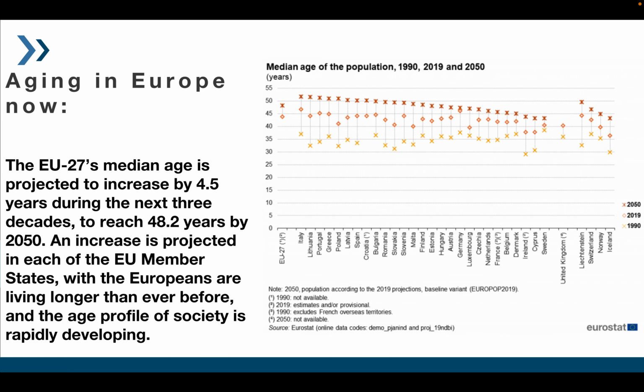Aging in Europe now. The EU 27 median age is projected to increase by 4.5 years during the next 3 decades to reach 48.2 years by 2050. There is an increase in the projected age of the EU member states, with the median age of the population projected to rise by more than 8.0 years in Poland, Slovakia, and Malta. At the other end of the range, the age profile of France, Belgium, the Netherlands, and Denmark is projected to develop at a slower pace, and their median age is projected to increase by 3.0 to 4.0 years during the period under consideration.